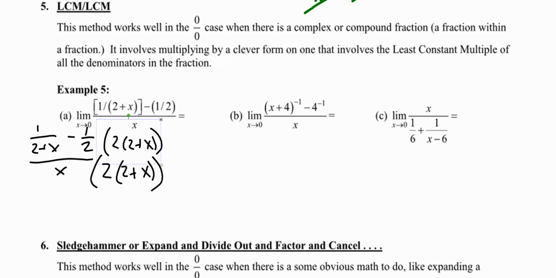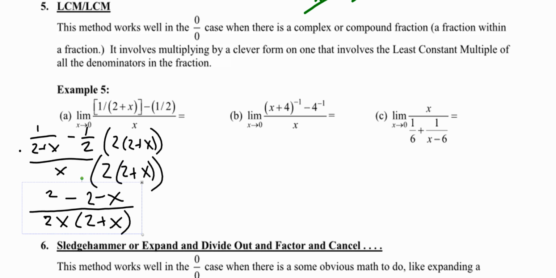Okay, so simplifying this, we get 2 minus the quantity 2 plus x. So I'm going to distribute my negative, all over 2x times 2 plus x. Okay, as we simplify this in the numerator, we get negative x. And in the denominator, that'll cancel out our positive x. So we'll get negative 1 over 2 times 2 plus x. Now, plug in your value, 0. So negative 1 over 2 times 2, this is going to equal negative 1/4.